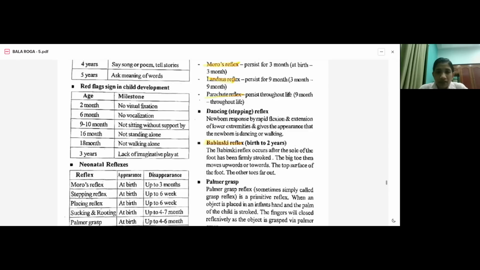And at 6 months, if he has no vocalization, if he does not say any monosyllables or something, it is a red flag sign. You should consult a pediatrician immediately. Then at 9 to 10 months, if the baby is not sitting without support, it is also an emergency sign. And in the 16th month, if he is not standing alone, and in the 18th month, he is not walking alone, and after 3 years, he is lacking imaginative play. These are the red flag signs of development, or of achieving the milestones of the baby.